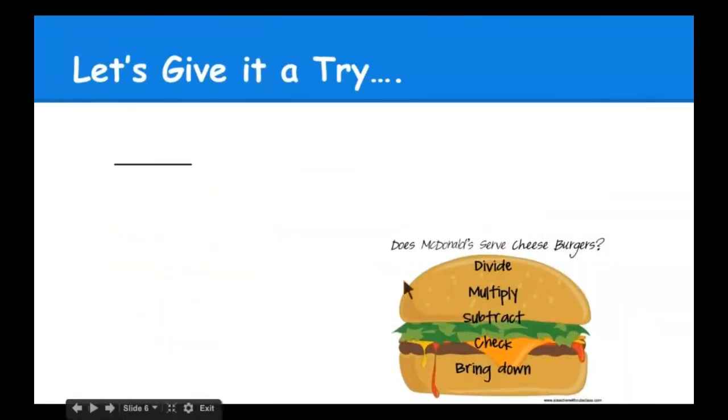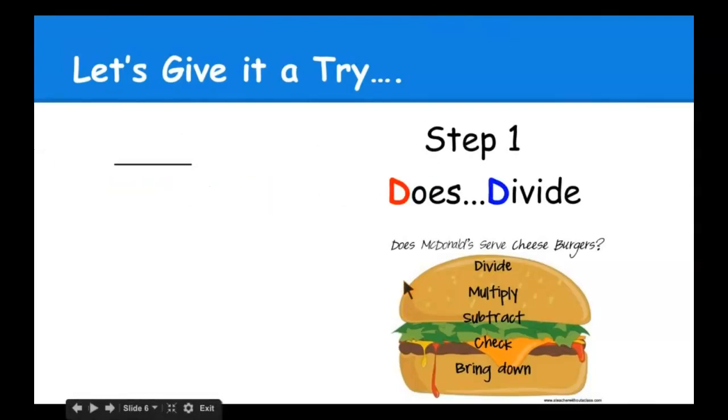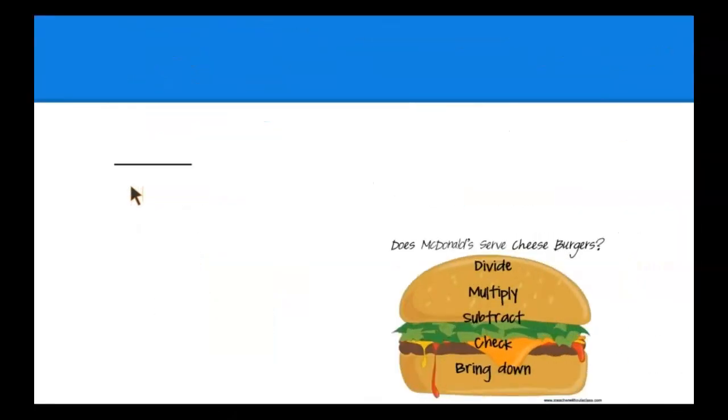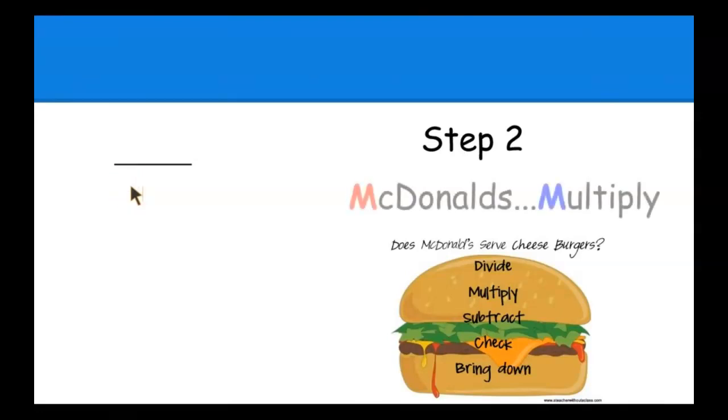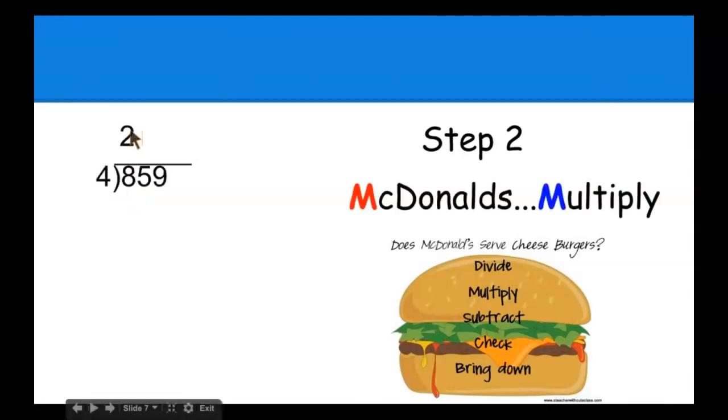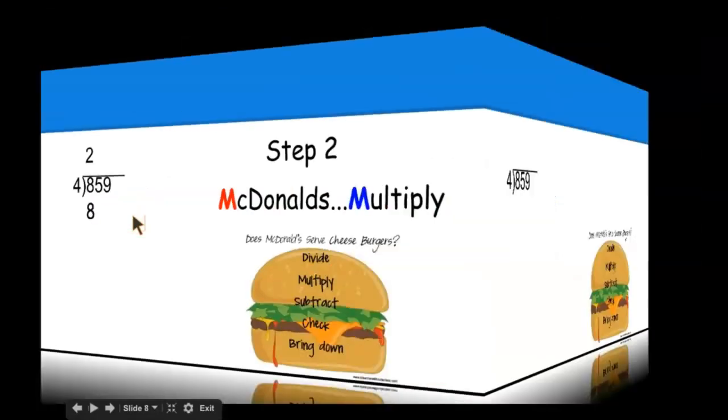Let's give it a try. Step 1, does, for divide. So we're going to divide 4 into the first place value, which is the hundreds. 4 goes into 8, 2 times. Step 2, McDonald's, for multiply. Now we're going to multiply 2 times 4, which equals 8.